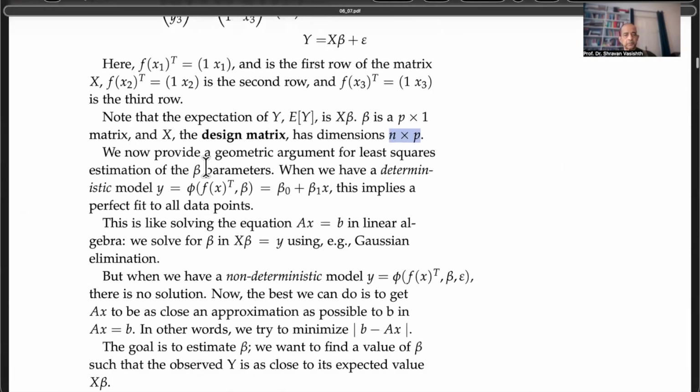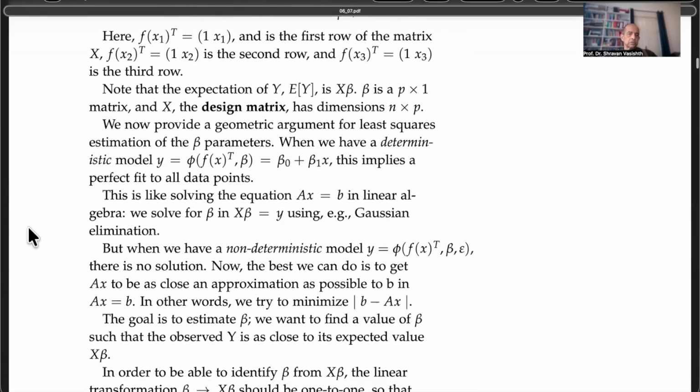So now I'm going to provide a geometric argument for how the beta parameters are estimated. There are other ways to show how the beta parameters are estimated using calculus, so you'll see the derivations elsewhere. You can look it up in a stats textbook or a mathematical statistics textbook. But I'm just going to give you a quick geometric argument about how the beta parameters are estimated.